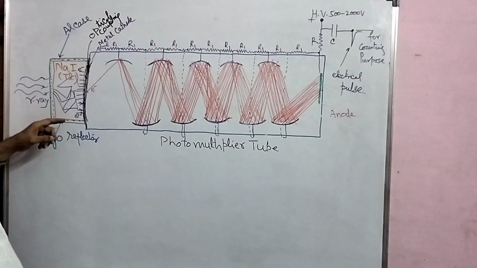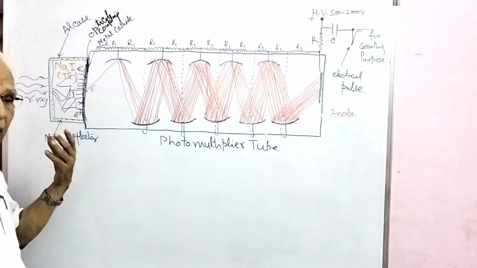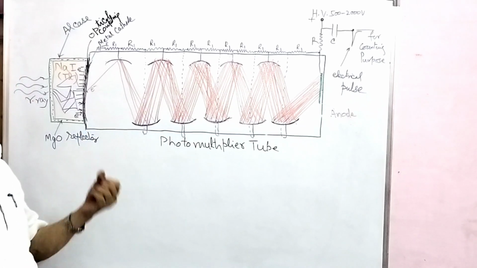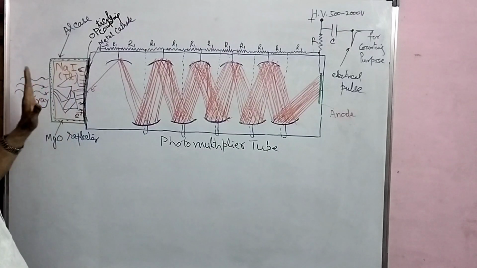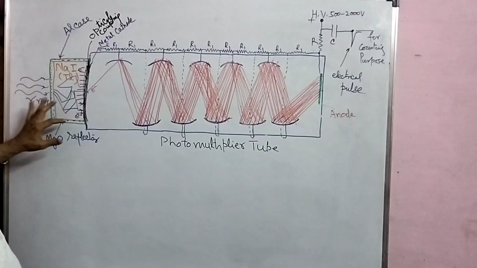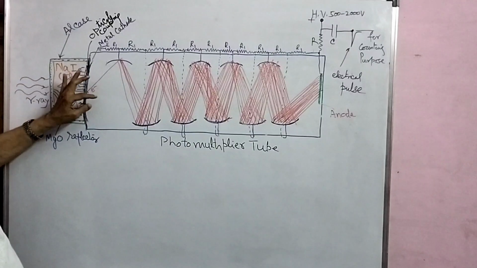Electrons after photoelectric effect or Compton effect. So these electrons now move, because all these sides are sealed they can't go, so they come to this side.